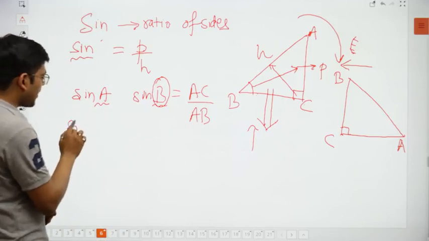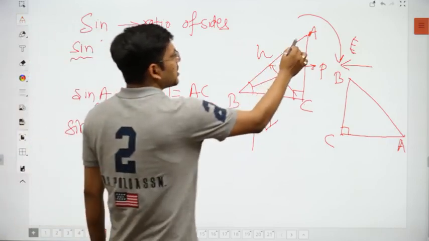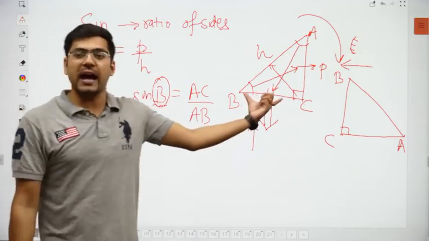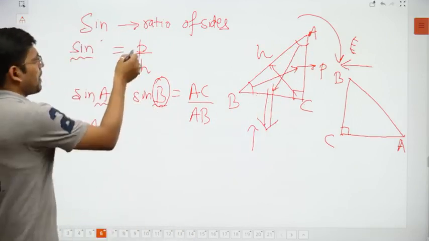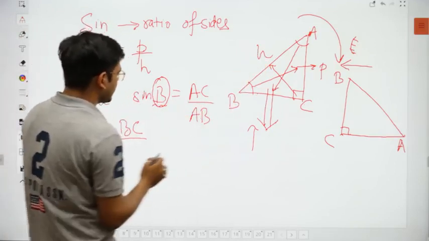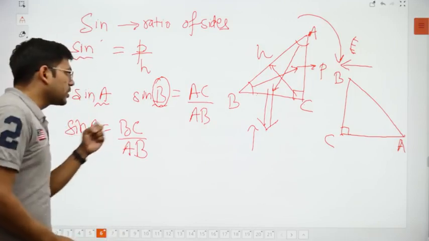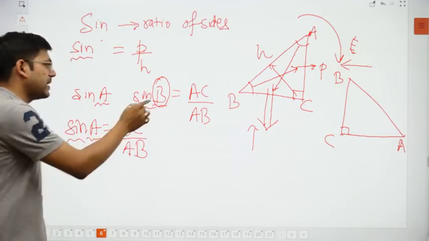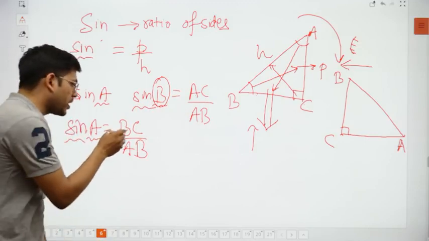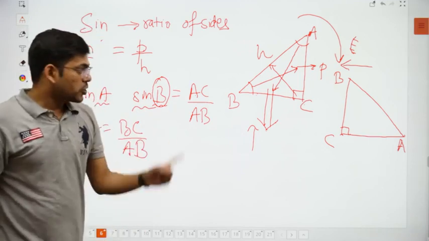Now say for example, if I am taking sine A, then the angle in consideration is A. So if angle A is in consideration, then the side opposite to it becomes the perpendicular. If it is perpendicular upon hypotenuse, then the perpendicular becomes BC upon hypotenuse, which is again the same side AB. So writing sine, in both cases the trigonometric ratio is the same, sine, but here the angle is B, therefore the ratio is AC upon AB, and here the angle is A, therefore the ratio is BC upon AB. So according to the angle, the ratio will always change. This was the main funda.